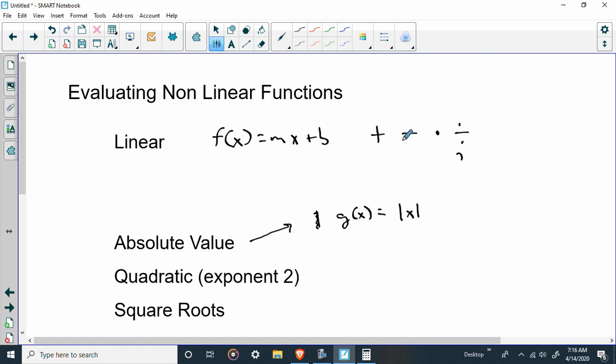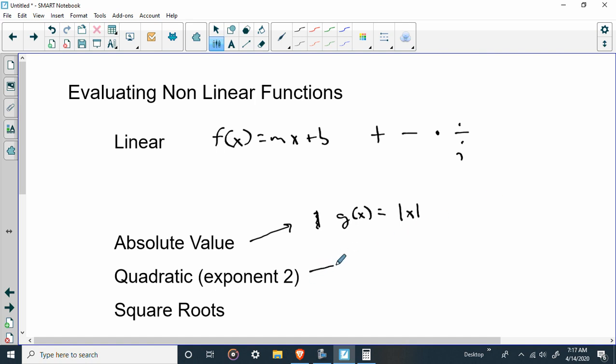Now, absolute value is not addition, subtraction, multiplication, division. It's something different. Therefore, as we get through this, the slope will behave differently, and the graph will look different. When we graph these, it will not make a straight line. It'll make a straight line that bends, okay?